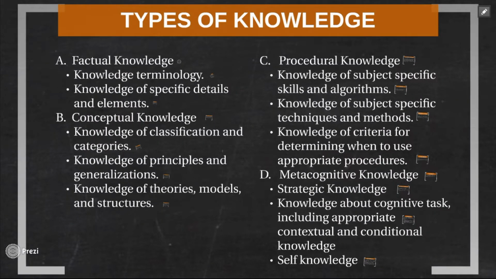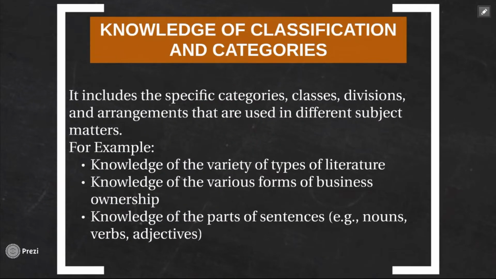In the conceptual knowledge, there is knowledge of classification and categories. Knowledge of classification and categories includes the specific categories, classes, divisions, and arrangements that are used in different subject matters. For example, knowledge of the variety of types of literature, knowledge of the various forms of business ownership, knowledge of the parts of sentences, like nouns, verbs, and adjectives.